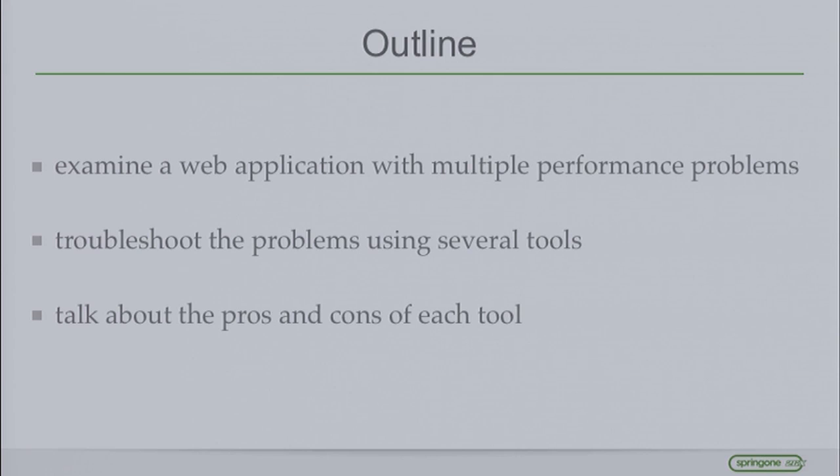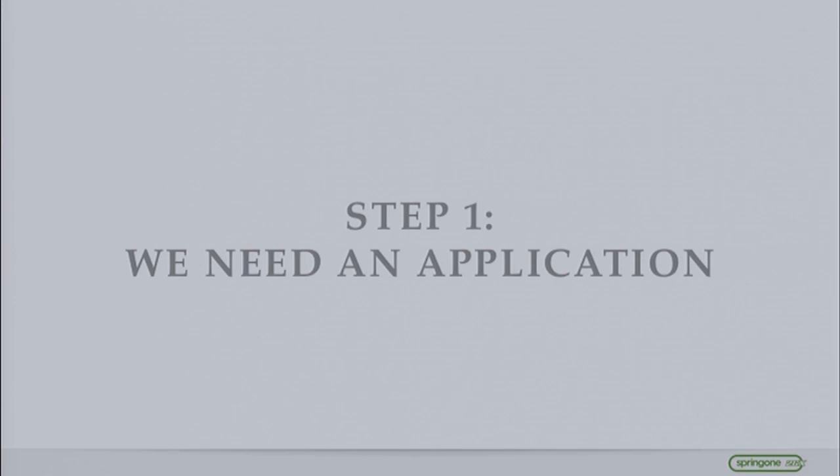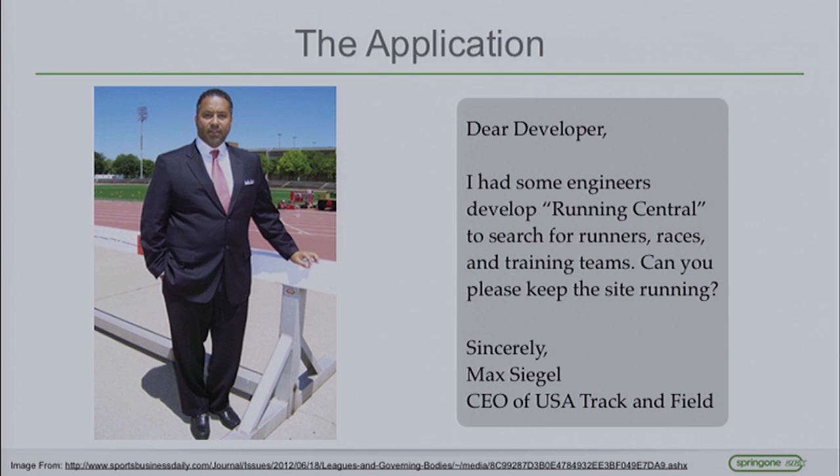So we're going to work with a web application that has multiple performance problems. We'll troubleshoot the problems, and we'll talk about the pros and cons of each tool as we go through the troubleshooting process. So first, we need an application. Now, I'm a runner, so I'm going to pretend for our hour and a half today that Max Siegel, CEO of the U.S. Track and Field, came to us with an application called Running Central that he would like us to troubleshoot. So let's go look at the application.